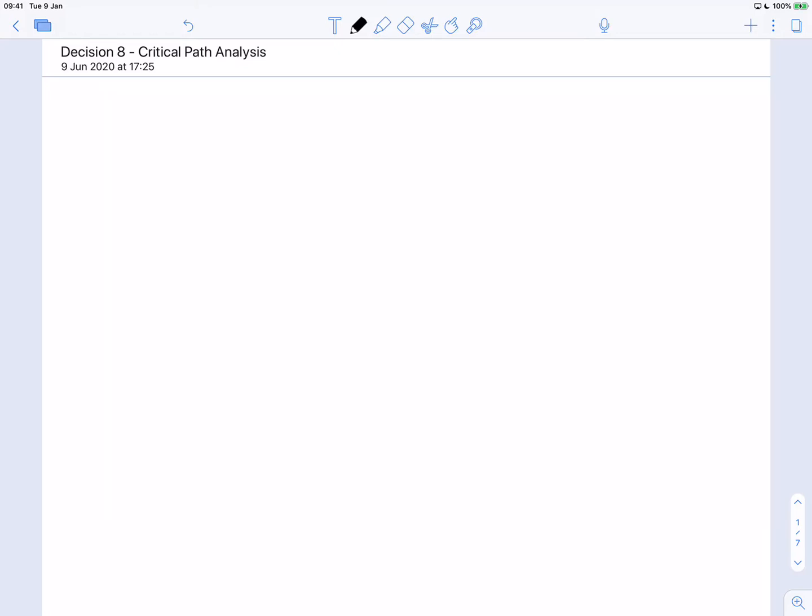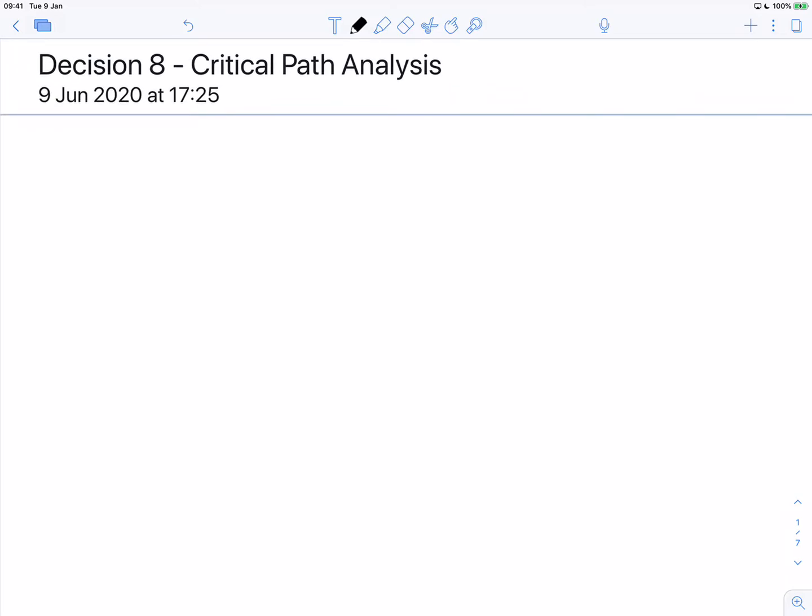From Autograph School for Boys, and in the 8th decision session we're going to be looking at critical path analysis. Okay, so what is critical path analysis?